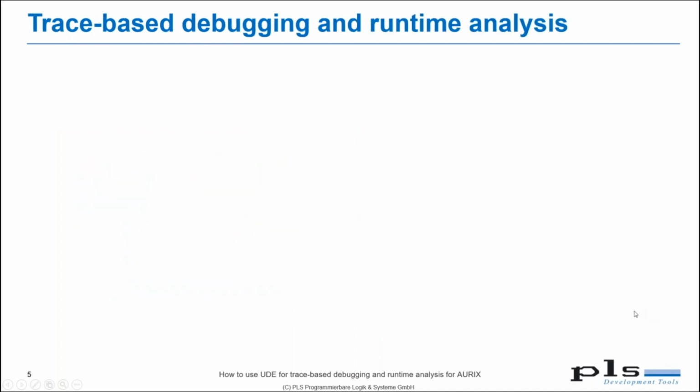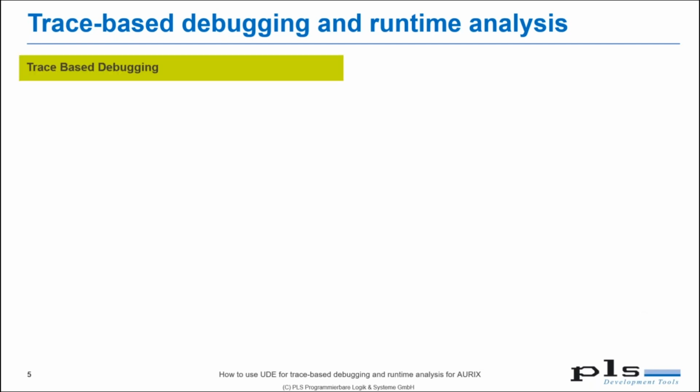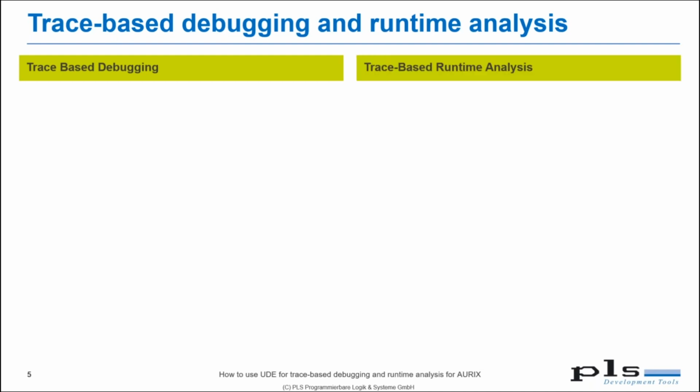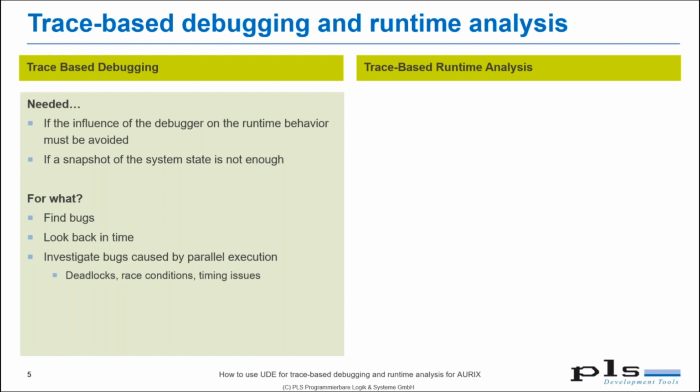From the debugging perspective or from the use case perspective, there are two use cases basically for tracing. The first use case is trace-based debugging, and the second one is trace-based runtime analysis. Trace-based debugging is basically useful if you try to find bugs that are caused by parallel execution or by timing problems.